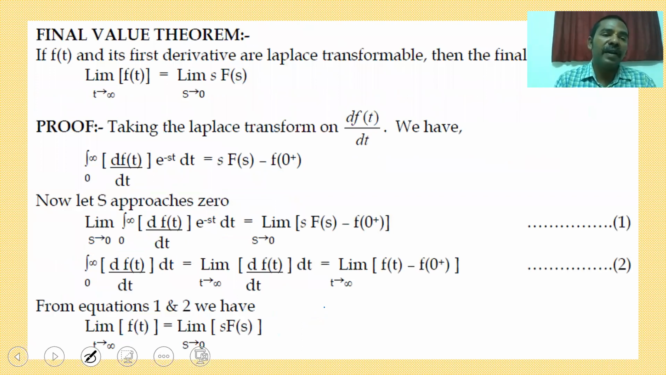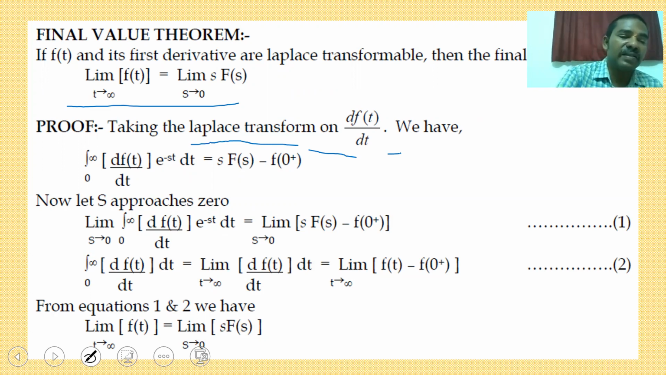Then coming to the final value theorem. If f of t and its first derivative are Laplace transformable, then the final value of f of t, that is the t equals infinity condition, can be represented as limit t tends to infinity f of t is equal to limit s tends to 0 s of F of s. To understand this equation, I am going for the Laplace transform of the first derivative of f of t. So the integral 0 to infinity df(t) by dt e power minus st dt is equal to s into F of s minus f of 0 plus.